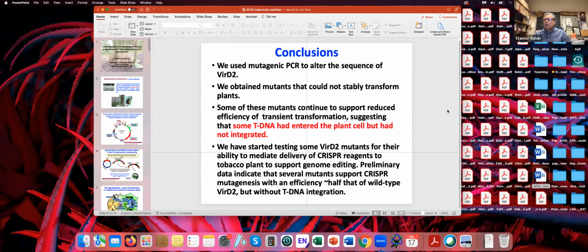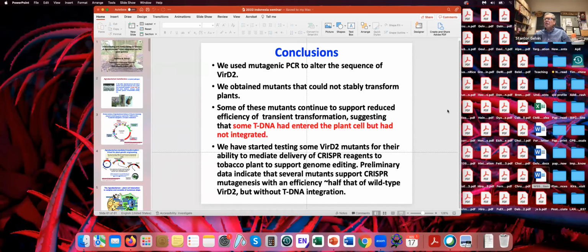The exact molecular role, we don't know. Obviously, VIR-D2 has to be removed from T-DNA prior to or during integration. There's a paper from the Tzfira laboratory recently showing that there's a protease that may take it off, or there's another way of clipping the DNA that takes off the VIR-D2 plus a couple of nucleotides.